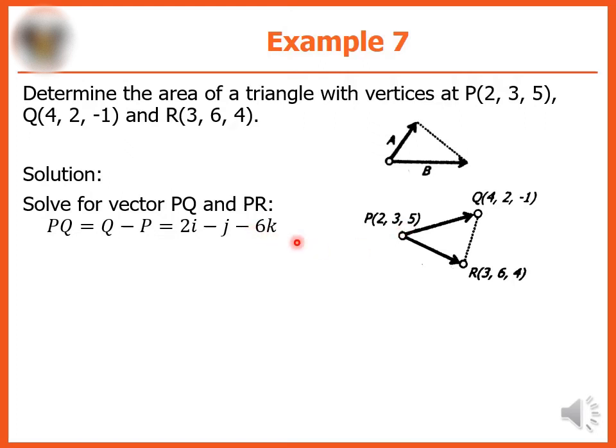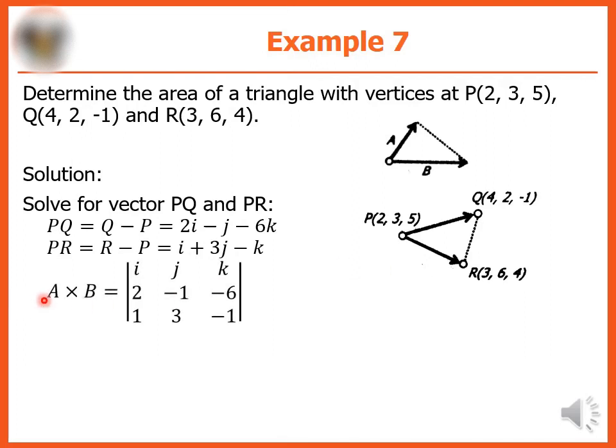And then we're going to solve for the vector PR. That's R minus P. So you have 3 minus 2, you have i. 6 minus 3, that's 3j. And 4 minus 5, that is negative k.